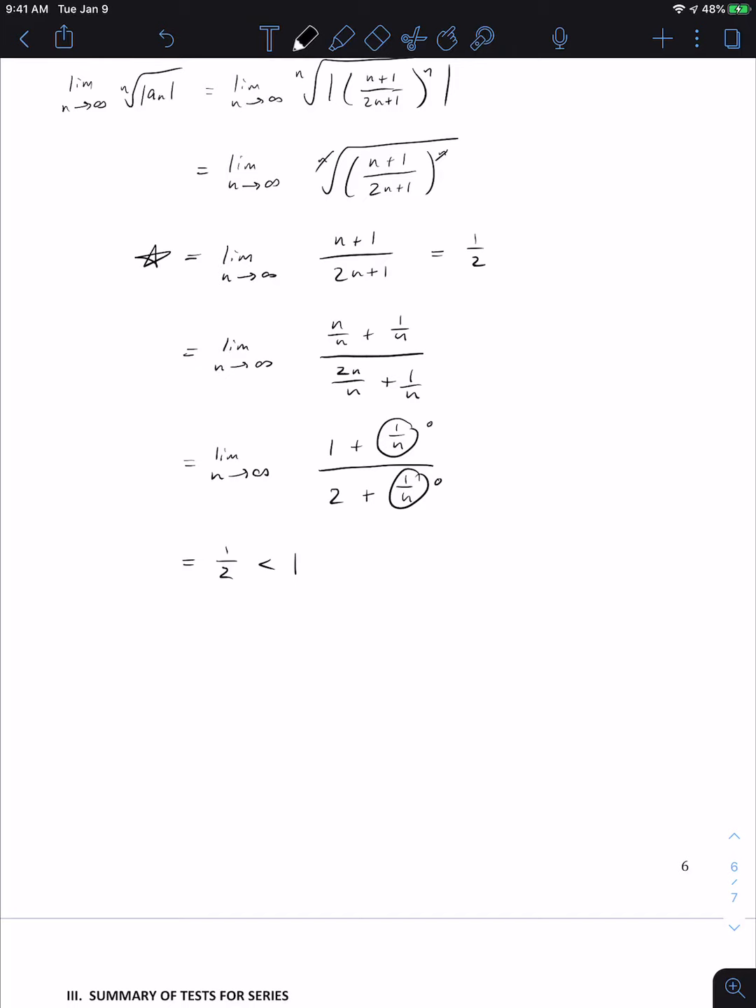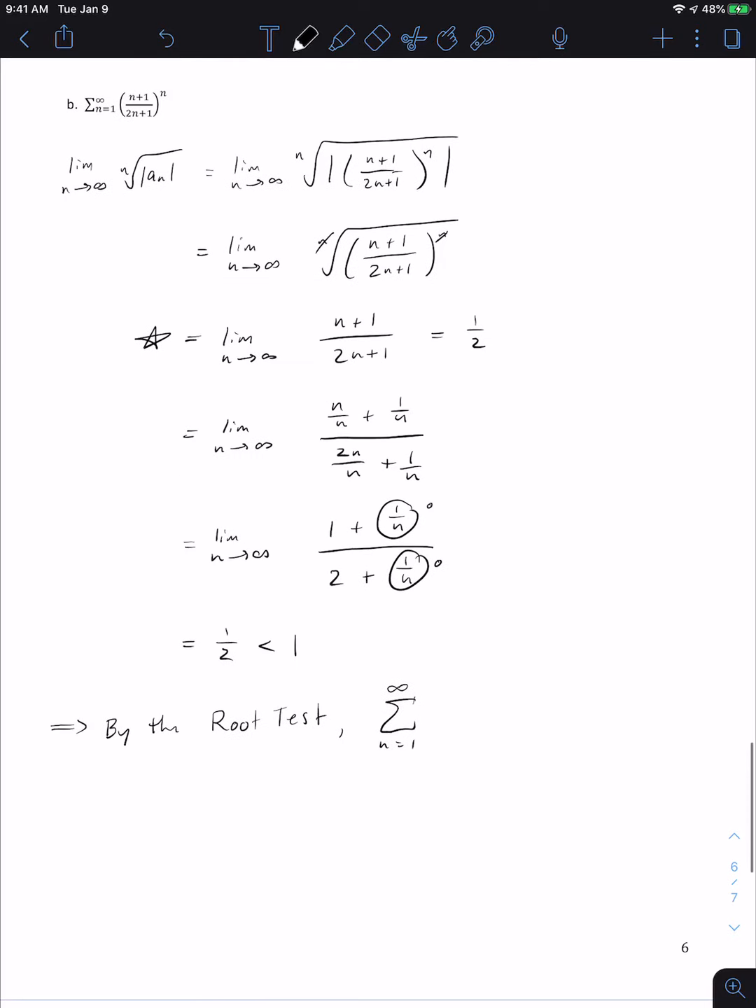And 1/2 is less than 1. So again, what does that mean? By the ratio test, or it's not by the ratio test, by the root test, the original series here, the sum from n equals 1 of (n plus 1 over 2n plus 1) to the nth, converges.